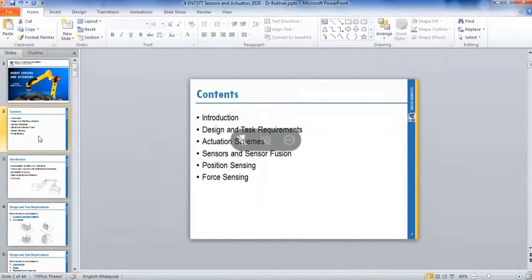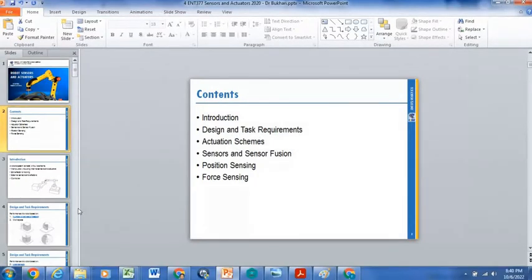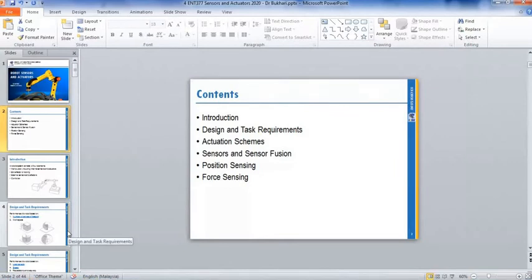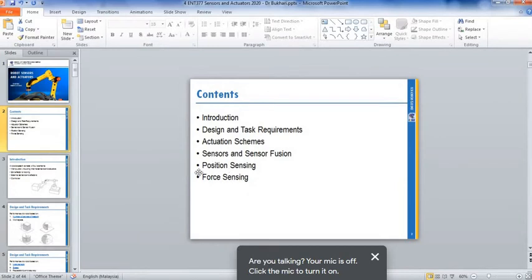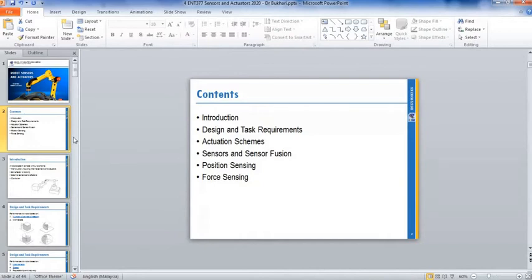Okay. So today I try to finish it tonight. 44 pages. So some parts I skip, the basics of sensors. So I focus on the circuitry and also calculation of sensors. So: design introduction, design and task requirements, actuation scheme, sensors and sensor fusion, position sensor, sensing.